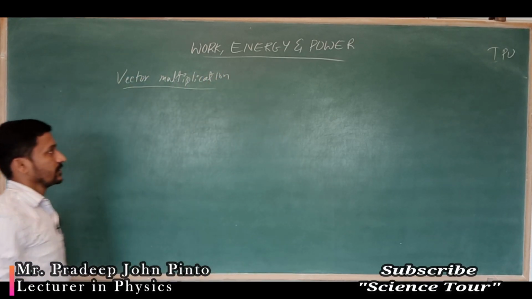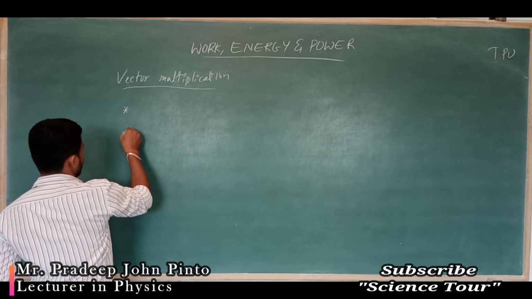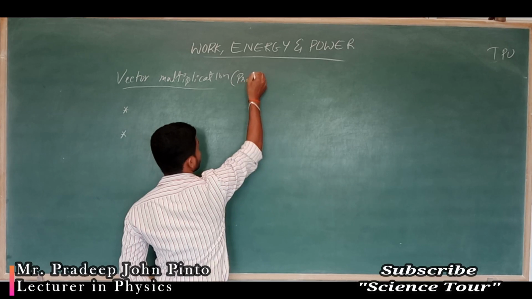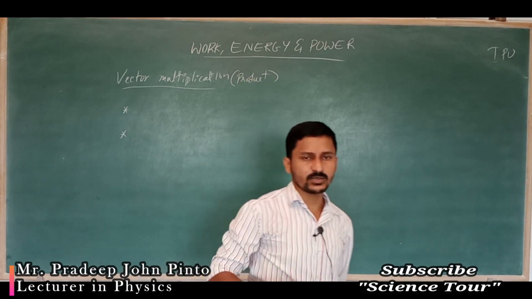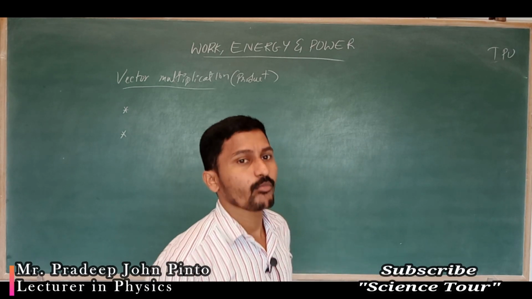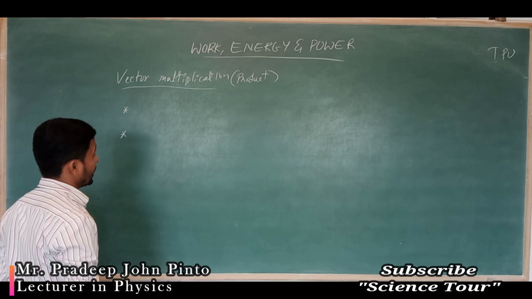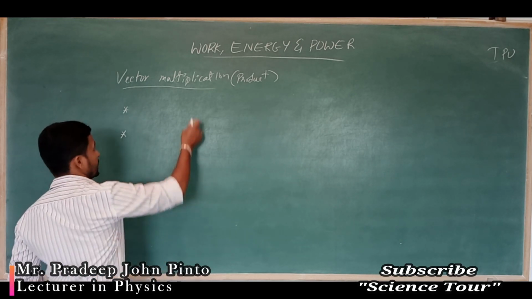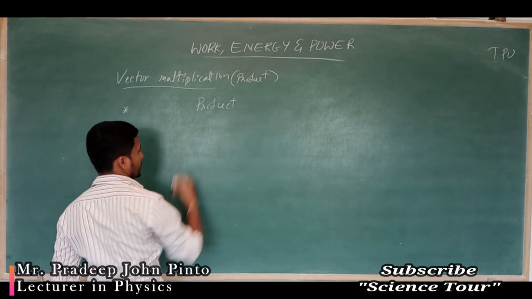Vector multiplication. There are two types of vector multiplication. Vector multiplication means it is nothing but a product, right? Addition we call a sum, and multiplication we call a product. So first we are going to write what that is, the product. There are two types of products.